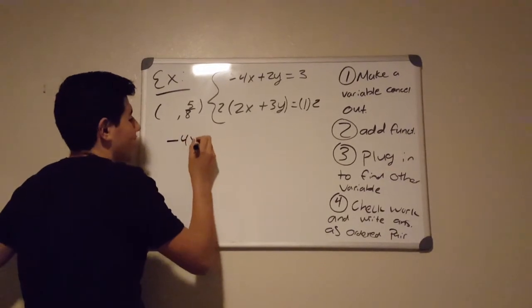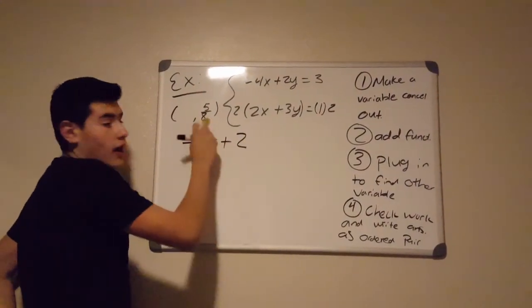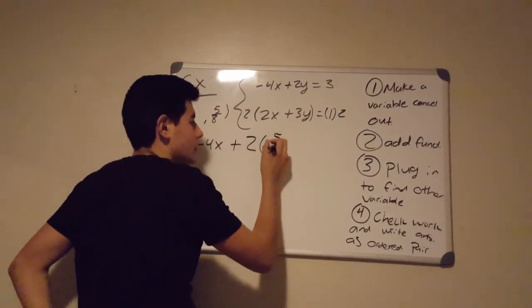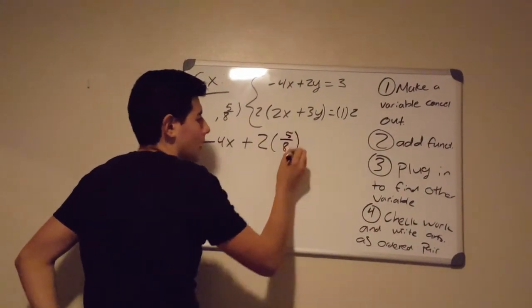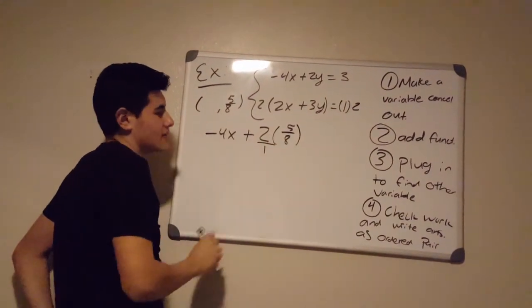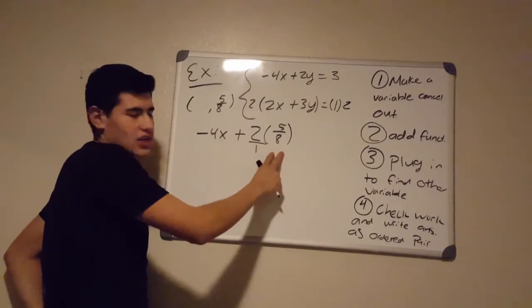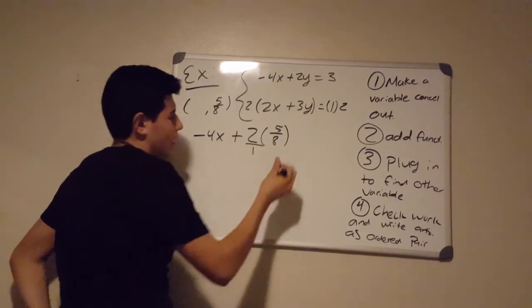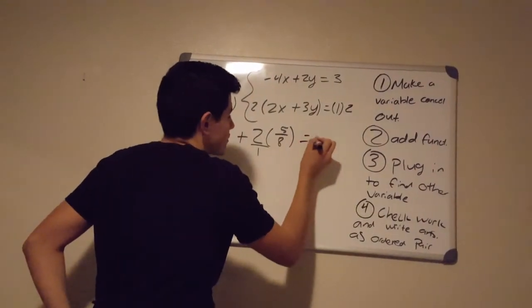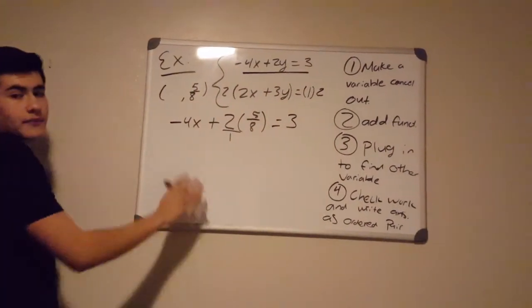Negative 4x plus 2. Then we have y here, so we have 5/8. Because I have a fraction here, I'm just going to turn this into a fraction just because it makes it easier to solve later. I always do that. If I see a fraction, I'm going to turn the one right next to it into a fraction, always. Is equal to 3, because we're looking at this one up here.